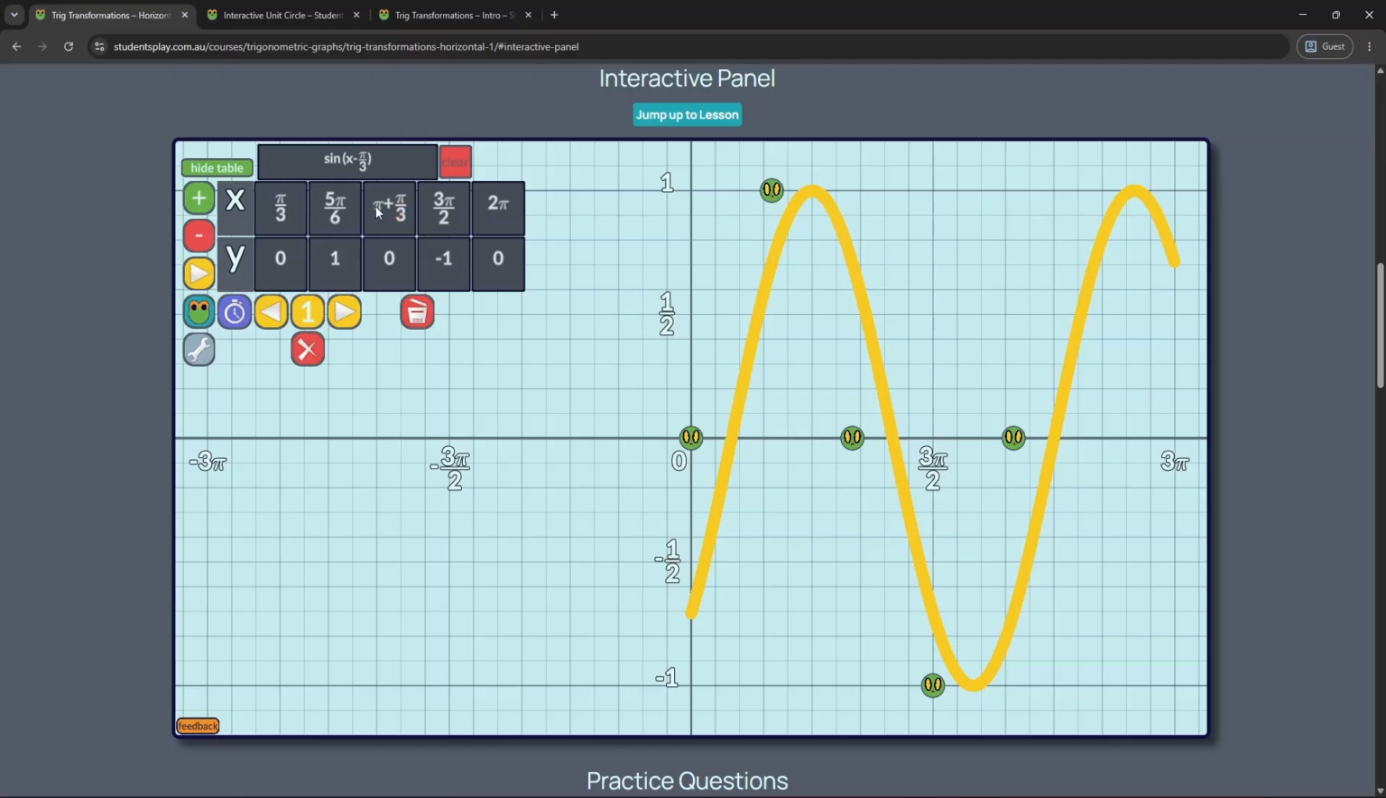And then to make this pi have the same denominator, we could go 3 pi on 3. And then 3 pi plus pi would be 4 pi. So the whole thing should be 4 pi on 3. So let me clear all that. 4 pi on 3. That should give us our 0 once everything's said and done.